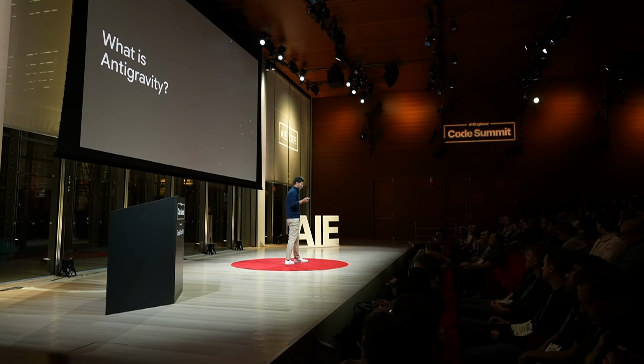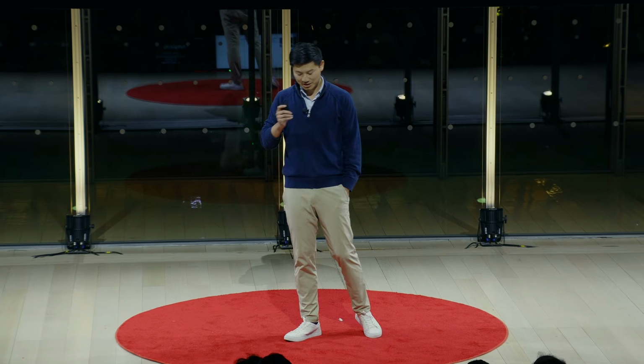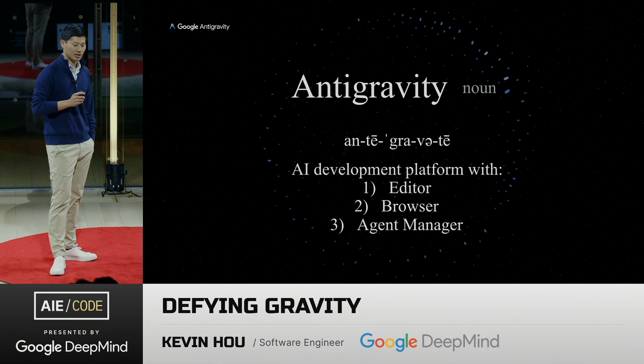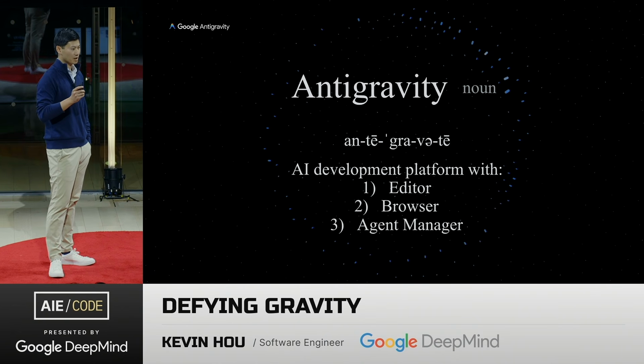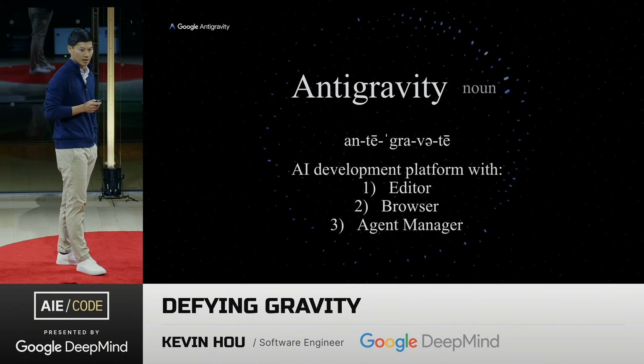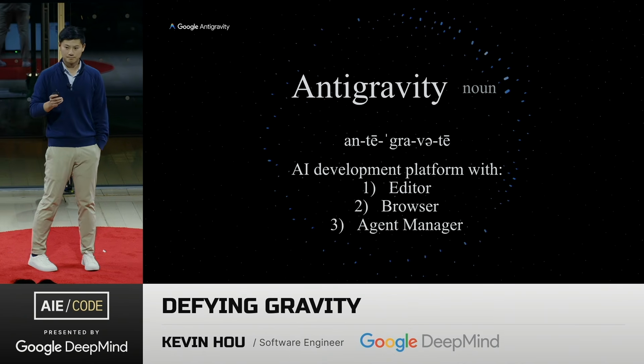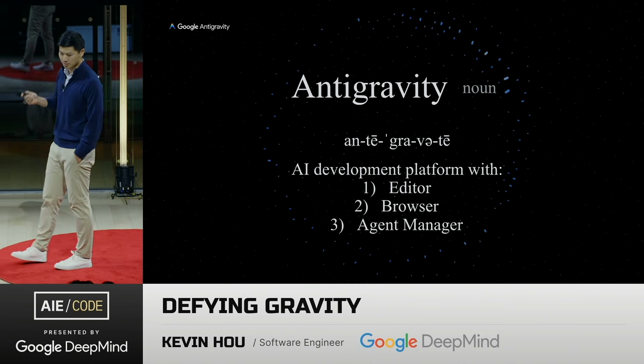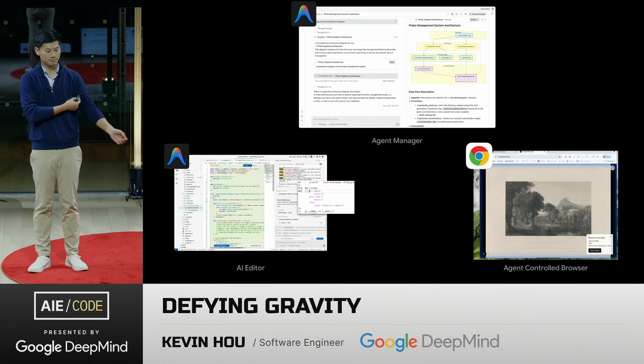So, basics of Antigravity. It's an AI developer platform with three surfaces. The first one is an editor. The second one is a browser. And the third one is the agent manager. So we'll dive into what this means and what each looks like.